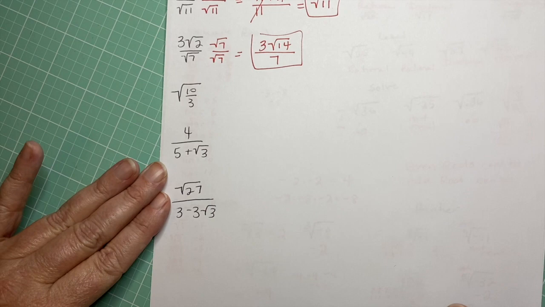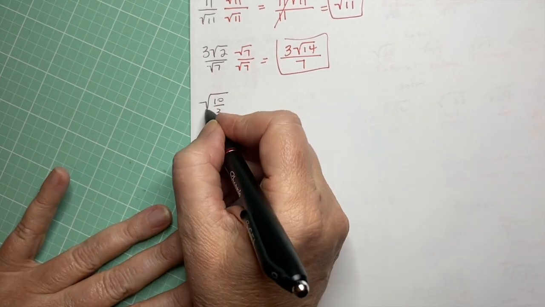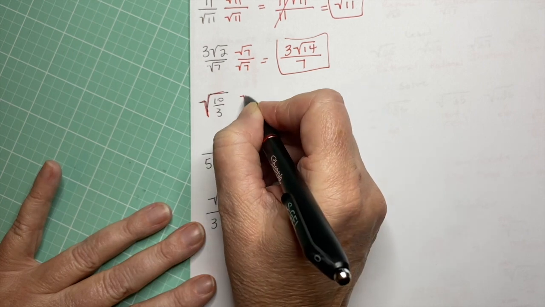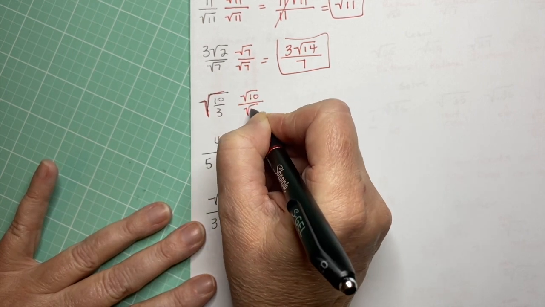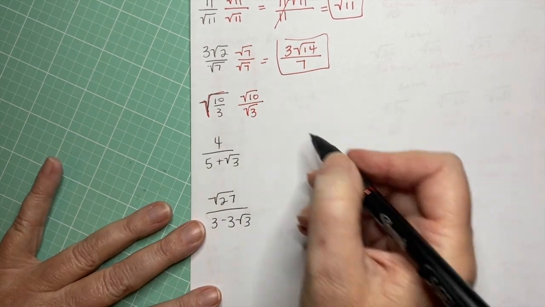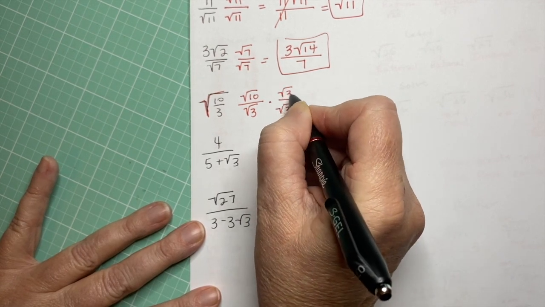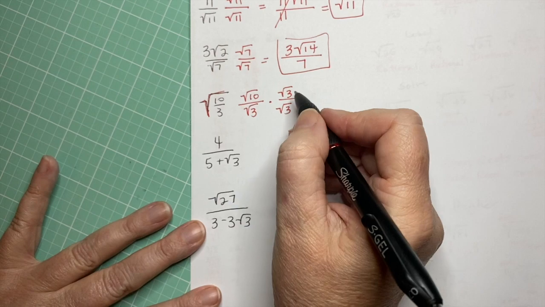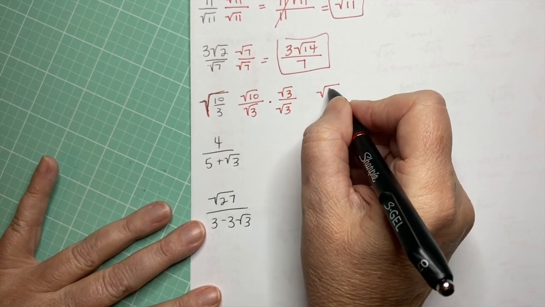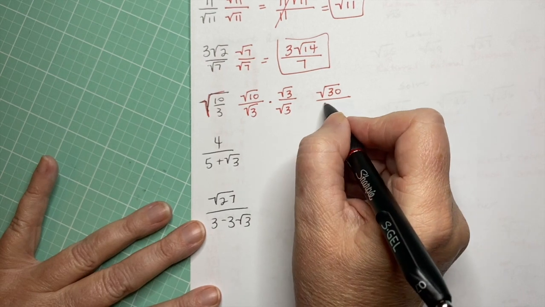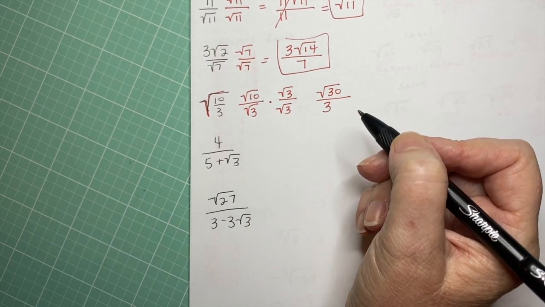Okay. The square root of 10 over the square root of 3. I didn't write that real well. That square root goes over the whole thing. So this is really the square root of 10 over the square root of 3. So to rationalize the denominator, we're going to multiply by the square root of 3 on the bottom and the top. The square root of 10 times the square root of 3 is the square root of 30. And the square root of 3 times the square root of 3 is a regular 3.